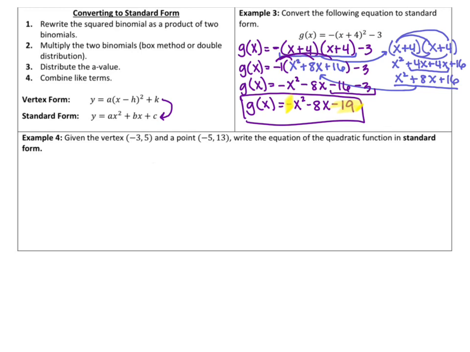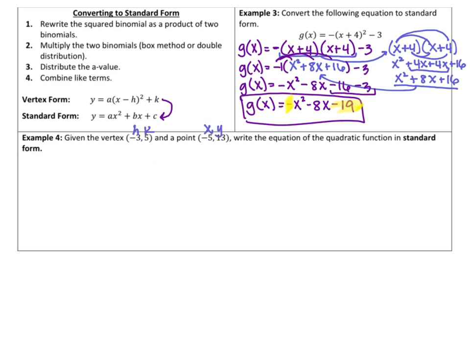Okay, this last problem, we're going to do both. We're going to go all the way from vertex form to standard form, but we have to find the vertex form first, meaning we have to plug in a vertex and a point, find a, rewrite it in vertex form, and then convert to standard form. So I'm going to go ahead and set it up, and then we're going to get started.